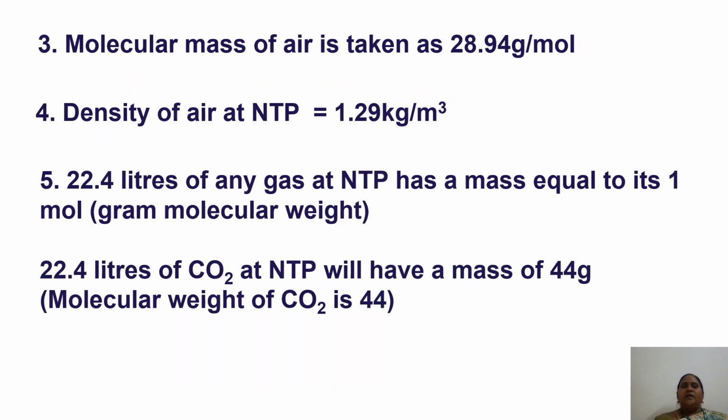Number 3. The molecular mass of air is taken as 28.94 grams per mole. Number 4. The density of air at NTP is 1.29 kilogram per meter cube. Number 5. 22.4 liters of any gas at NTP has a mass equal to its 1 mole, that is, gram molecular weight. 22.4 liters of carbon dioxide at NTP will have a mass of 44 grams. The molecular weight of carbon dioxide is 44. This is for an example.